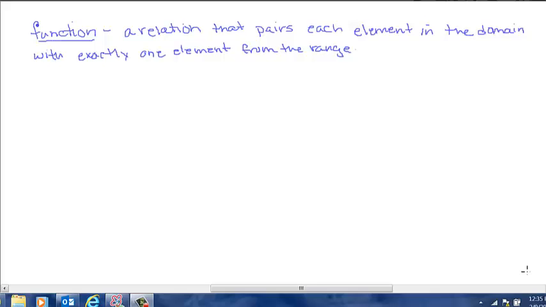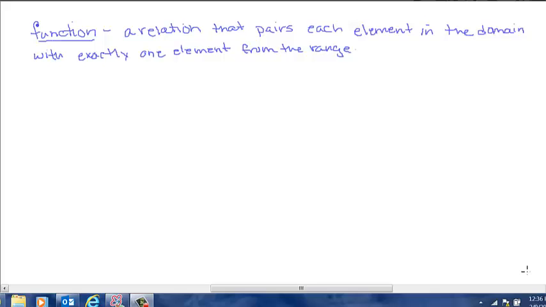Okay, so today we're going to talk about functions. We're going to look at how to define a function, look at some attributes of functions. We're going to get into a talk about domain, and then operations on functions. All right, so first of all, definition.